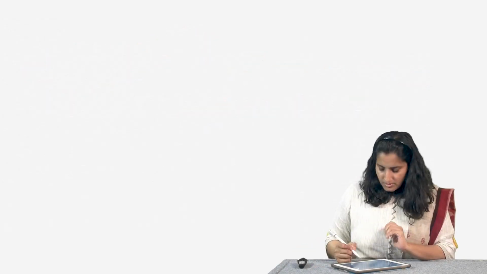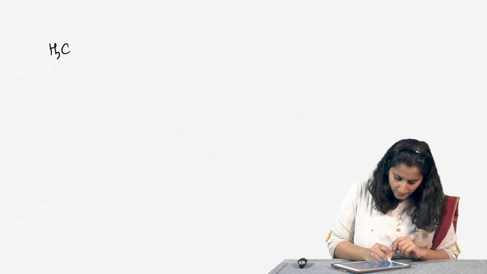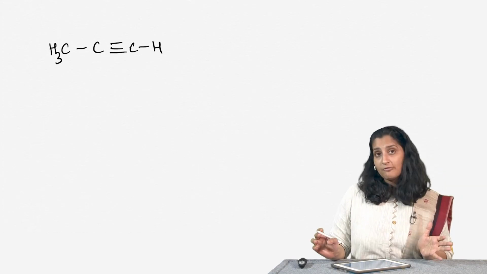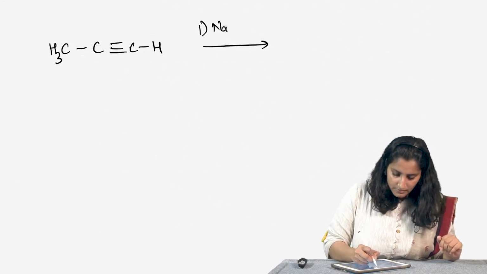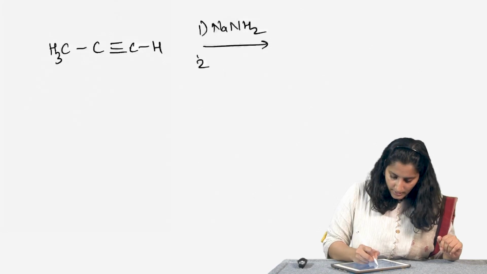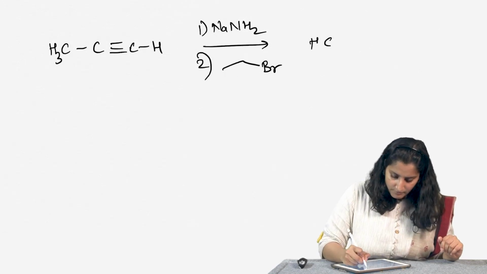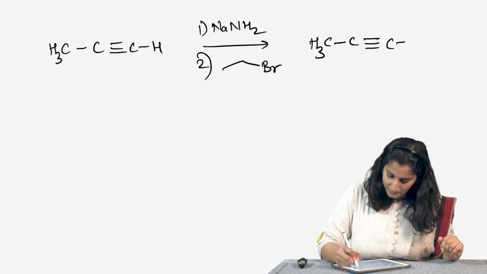Okay. So, what did we really achieve? If you think about it, we started from an alkyne with a smaller number of carbons, so there were only 3 carbons. But if you sequentially treat it with NaNH2 and then, let us say, with ethyl bromide, what you can end up with is a compound with a higher number of carbon atoms.